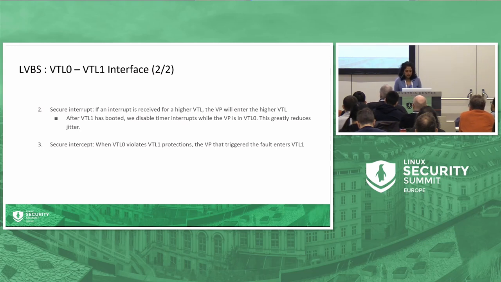And the second asynchronous interface is a secure intercept interface, where if VTL 0 violates VTL 1 protection, the VP that triggered that protection violation is switched by Hyper-V over to VTL 1. These are the two asynchronous interfaces between VTL 0 and VTL 1.